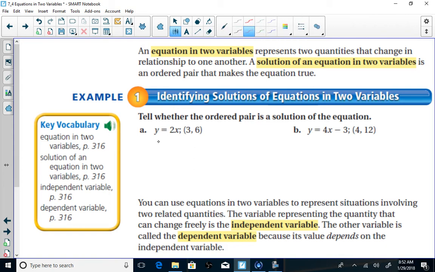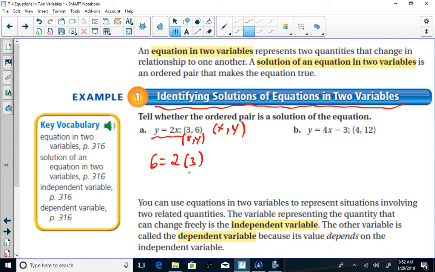We're given an equation, right? Here's the equation. y is equal to 2 times a number x. We're given an ordered pair. Remember that an ordered pair is an x value and a y value. So 3 represents our value for x. 6 represents our value for y. In order to identify if an ordered pair is a solution of the equation, we have to replace the variables in that equation with the numbers given from the ordered pair. So I'm going to replace y with 6. I'm going to replace x with 3.